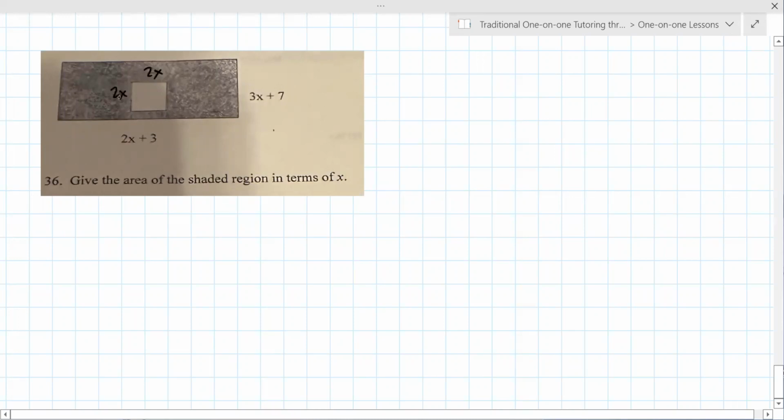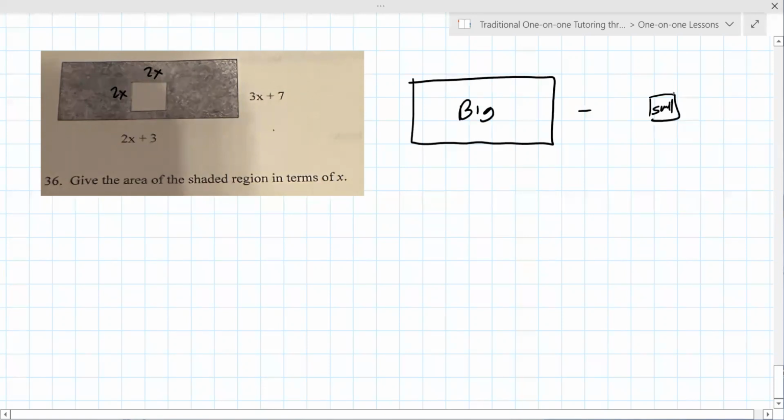So it's a square in the middle, right? There are two x's there. You have to find the area of the light region, and I think of it as the big minus the small. So you find the area of the big one and then subtract the area of the small one, right? Yes. How do you find the area of the large one? 2x plus 3 times 3x plus 7. And what do you subtract? 2x times 2x.